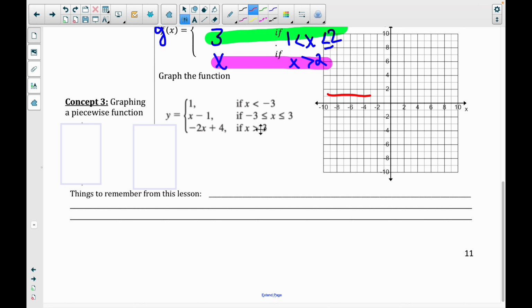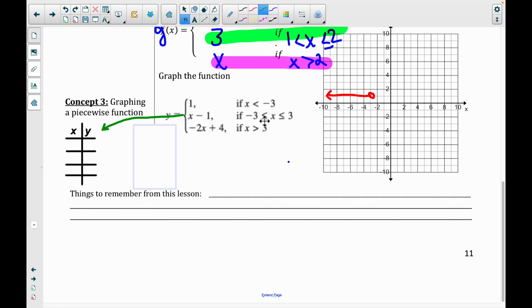And that -3 has an open dot because it does not have an equal. So I'm going to put an open dot here. And so this piece of the graph is going to look like this. The other pieces have a little bit more going on, so for that, I'm going to make a table of values.